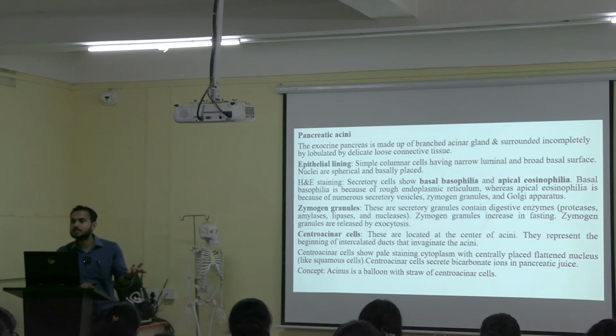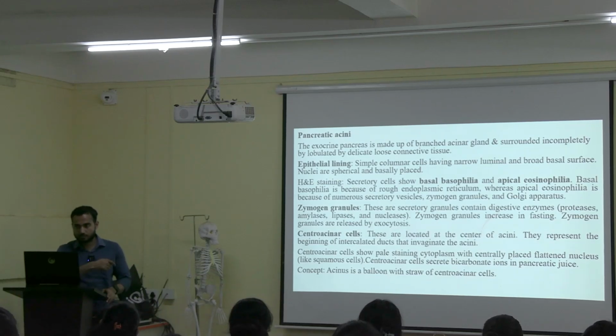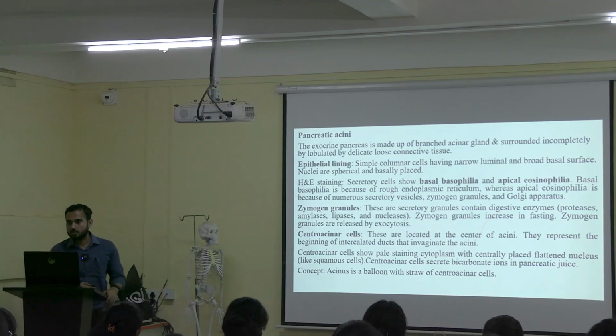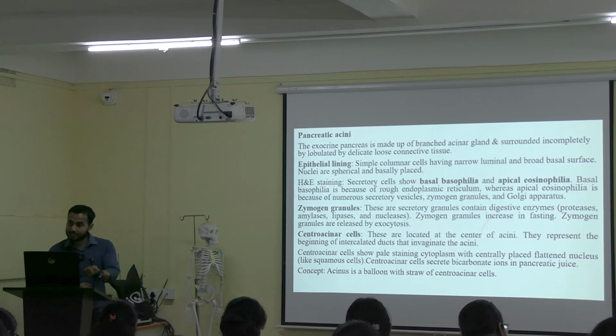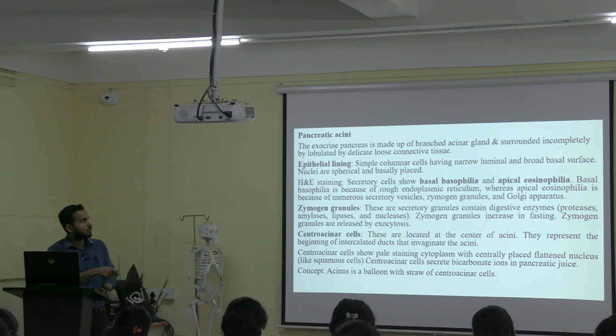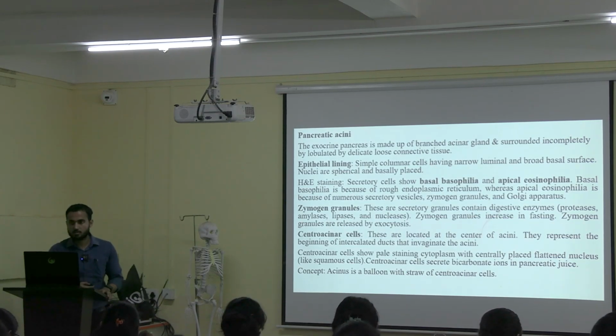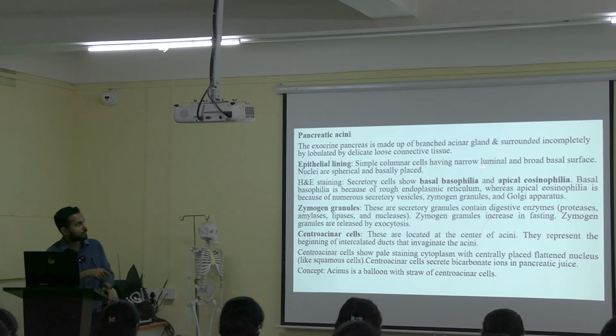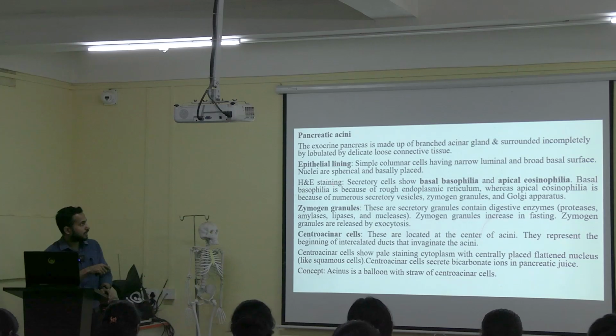Those acinar cells are made up of which type of epithelium? These are simple columnar epithelium. The acinar cells present inside the acini are simple columnar epithelium having a narrow luminal and a broad basal surface. Not exactly simple columnar, they appear as simple columnar epithelium with some modification. And what is this modification? Narrow luminal and broad basal surface. Nuclei are spherical and basally placed.